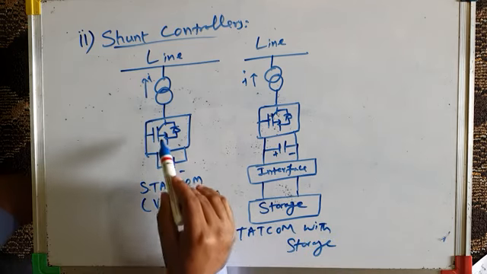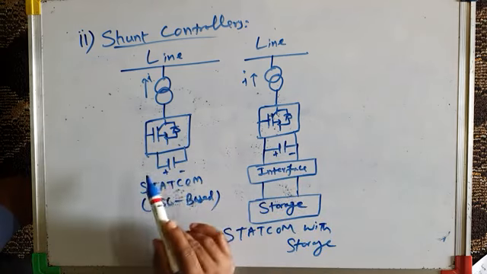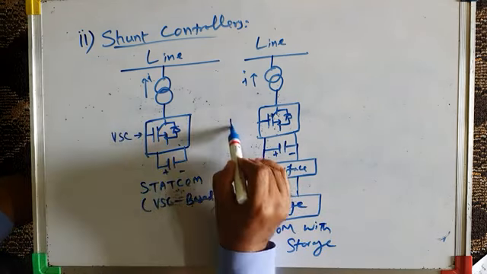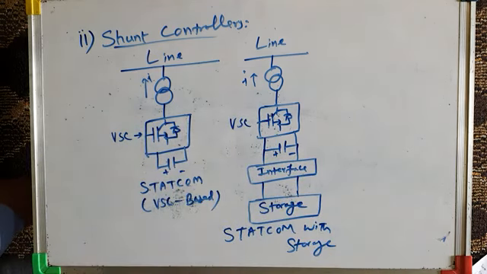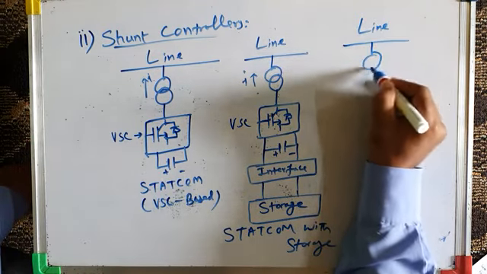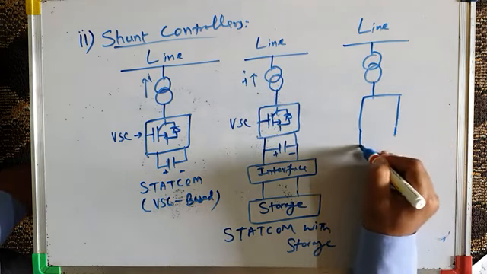Now this STATCOM is without storage and this is with storage, but both STATCOMs are based on voltage source converter, because if you see, this is the voltage source inverter or voltage source converter. This converter is also voltage source converter. We can have STATCOM based on current source converter also, and that will look like this. Again, we have a transformer and current source converter looks like this.